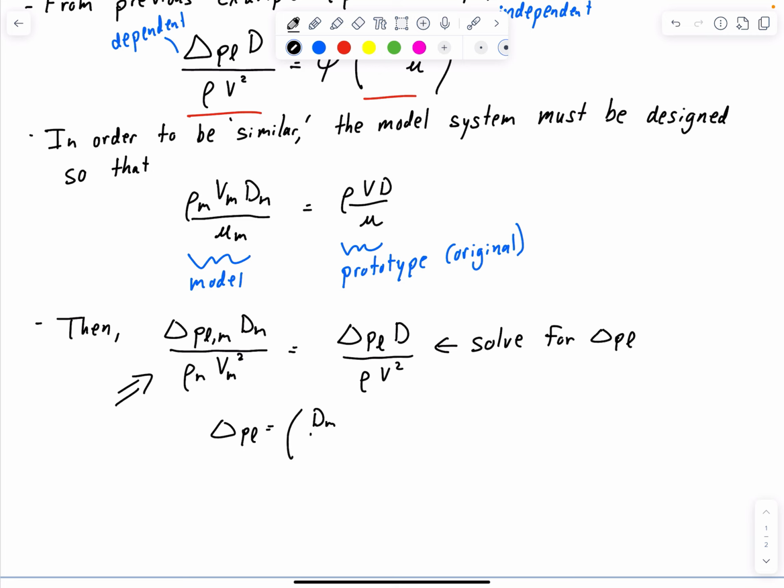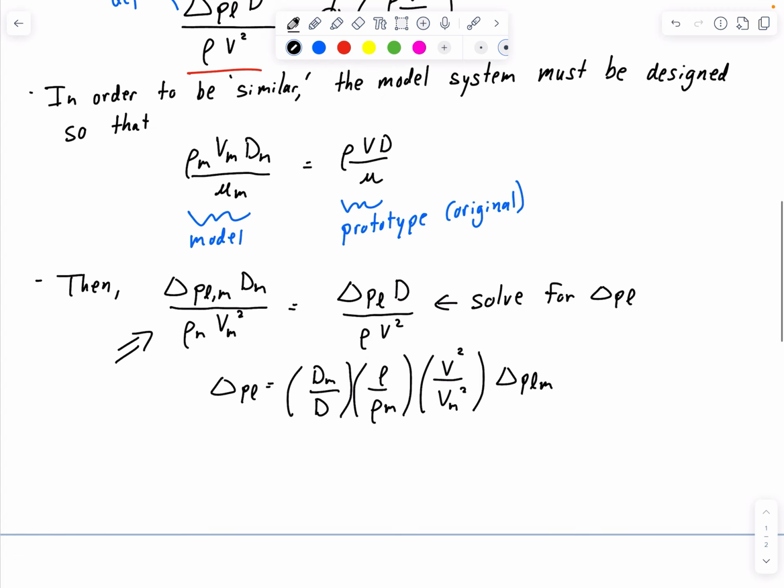So we have D of the model over D of the prototype times rho of the prototype divided by rho of the model times v of the prototype divided by v of the model squared times delta p sub L of the model. And this is powerful because we can go and do all these experiments to find delta p sub L m, and then come back to this equation and calculate delta p sub L. So I'll make a note to that effect.